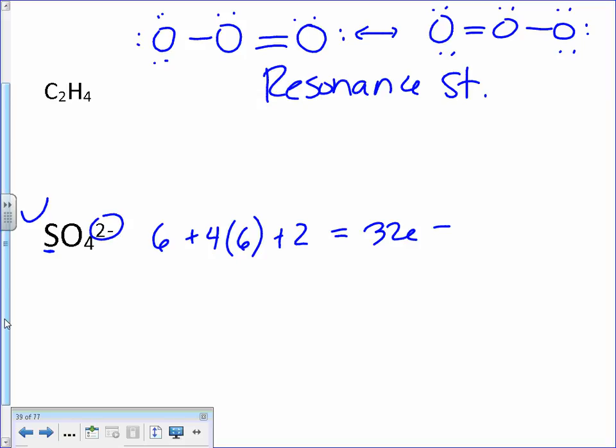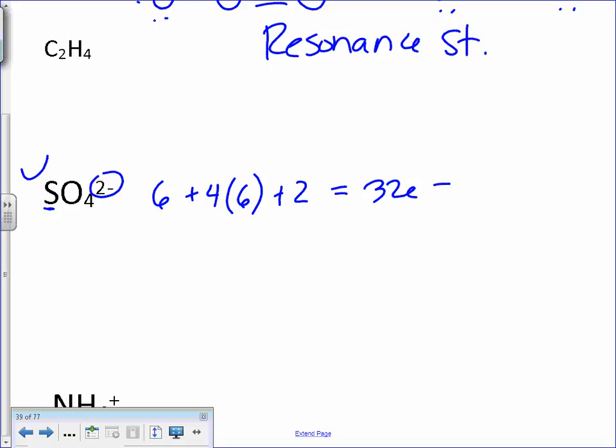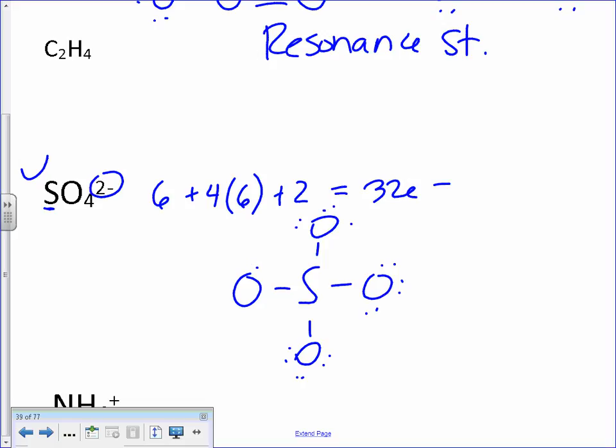Put the S in the middle, because that's our singleton. So the singleton goes in the middle, surrounded by oxygens symmetrically. So we had 4 oxygens. How many electrons have I used thus far? 8. So I need to add, what do I need to do to everybody else? Octet them up, right? So I like to just throw electrons up here. Okay? So now that everybody has an octet, double check your count. How many are here?